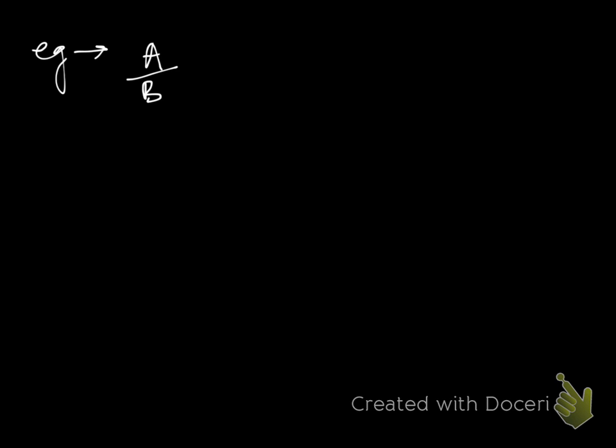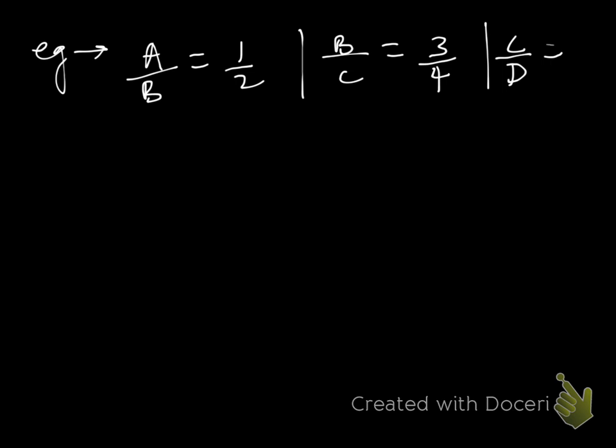Okay, what if there were three fractions involving 4 numbers? a by b is 1 by 2, b by c is 3 by 4, and let's assume there's another quantity d as well. c by d is, let's say, 5 by 6. We need to find a is to b is to c is to d. There are two continuing numbers, b here and b here, and c here and c here. We need to make them the same. We need to make them equal.